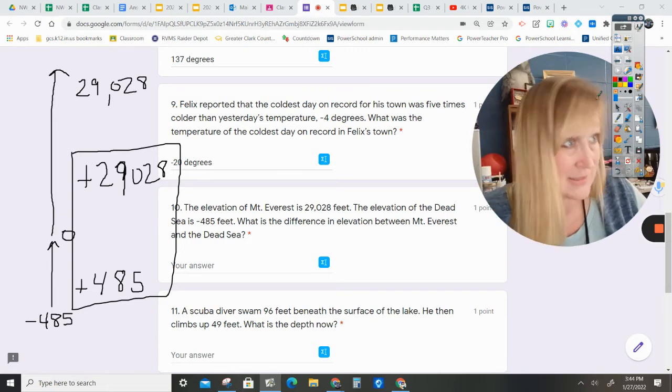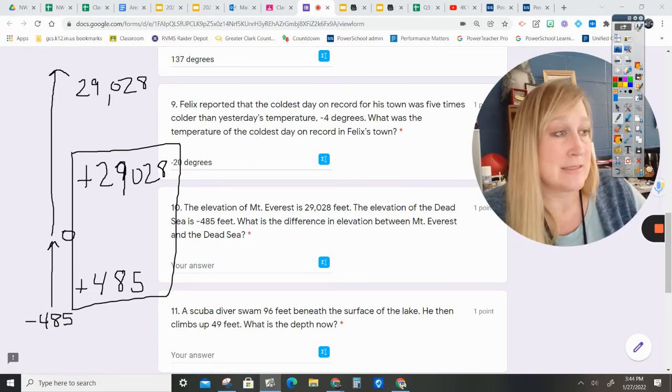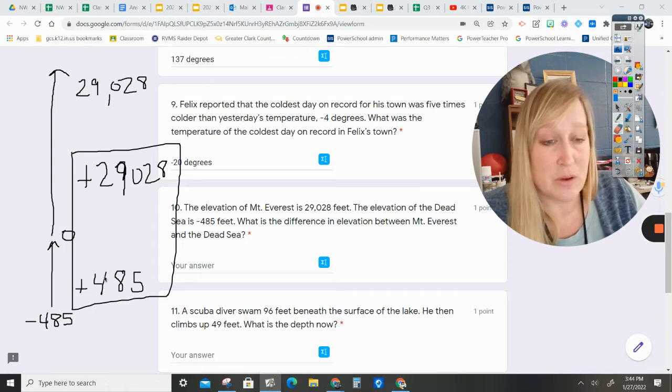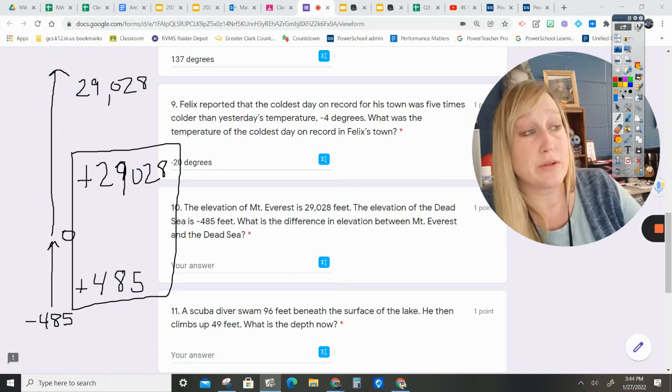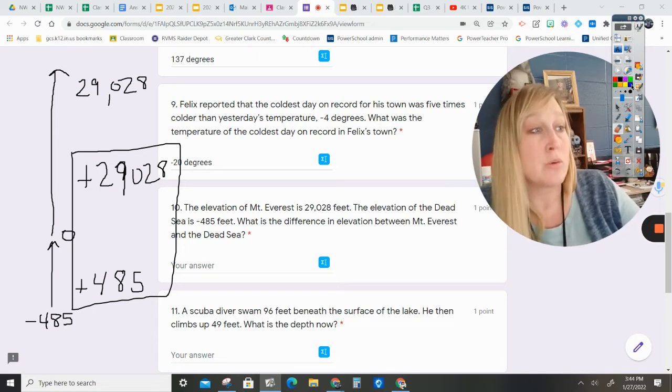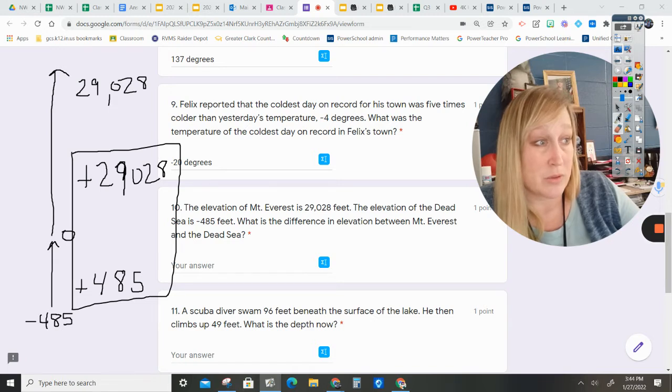So let me write it. My computer doesn't like me. So I'm going to write it in blue, the way that you should probably write it on your paper or in your workspace or whatever you're using. Let's get my computer to do what I need it to do.